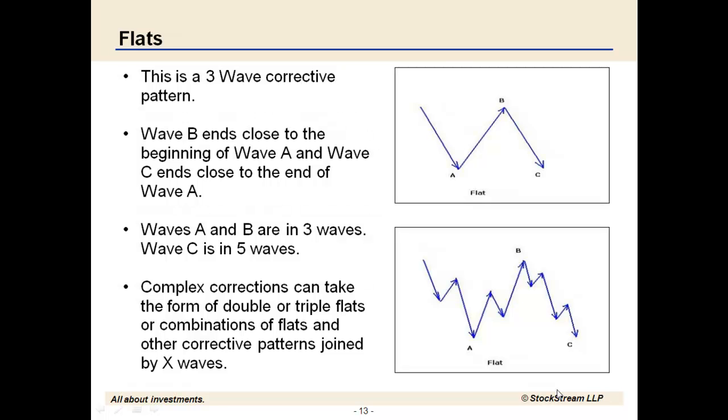A flat is also a 3-wave corrective pattern, with wave B ending close to the beginning of wave A and wave C ending close to the ending of wave A. Waves A and B can be subdivided into 3 waves, whereas wave C is subdivided into 5 waves. A flat can also be part of complex corrections, joined by an X wave either to another flat or to other corrective patterns.